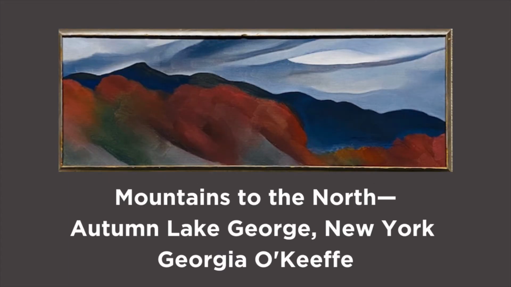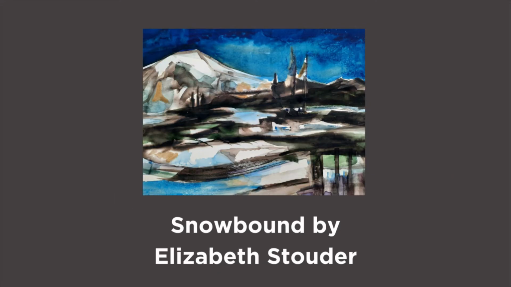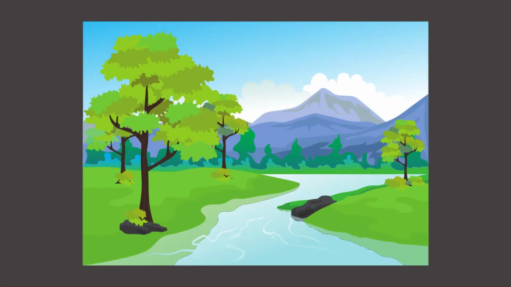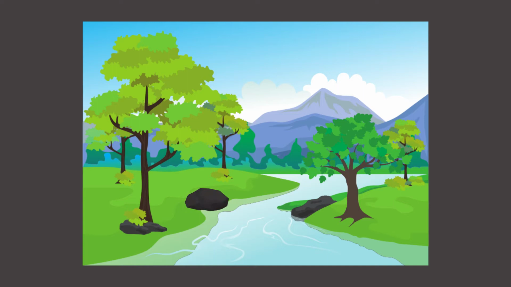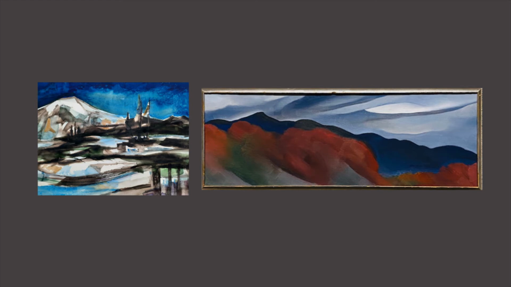Here are the two landscape paintings, Mountains to the North, Autumn, Lake George, New York, by Georgia O'Keeffe, and Snowbound by Elizabeth Stouter. In landscape art, you'll find natural scenes, such as trees, mountains, valleys, forests, rivers, usually in a wide, panoramic view. What do you see in these landscapes?